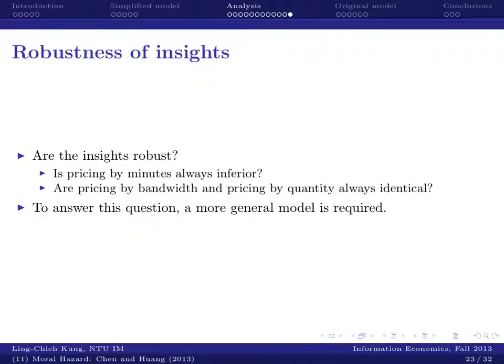Okay, so that's the main idea, but we want to ask, are those ideas really true? Are those insights robust? If we have a more general problem or a more general model, will we always see pricing by minutes inferior? Or pricing by bandwidth and pricing by quantity, will they always be identical? We need to answer these questions so that our study becomes more valuable or contributive. So we need a more general model, and essentially that's the original model proposed in the paper.